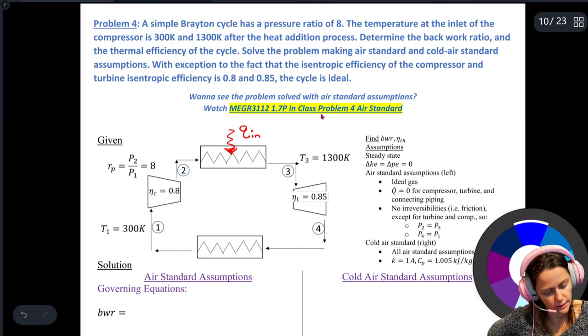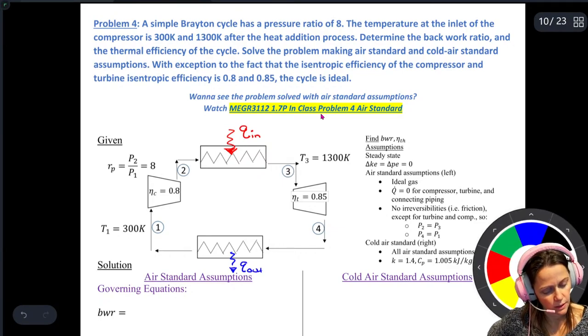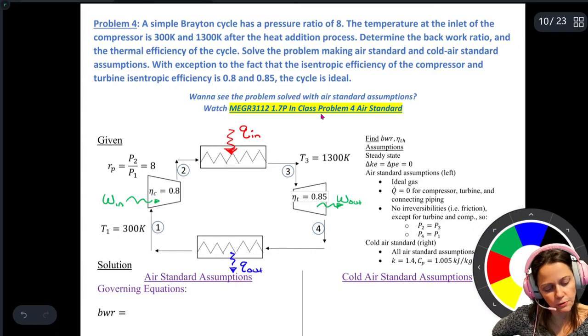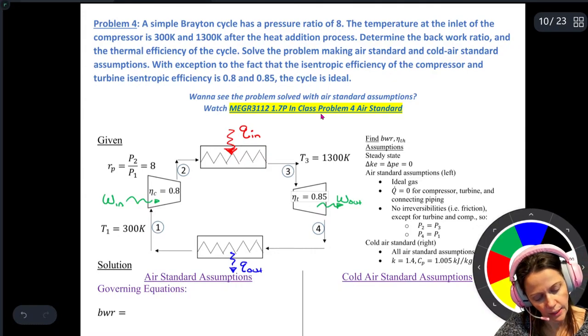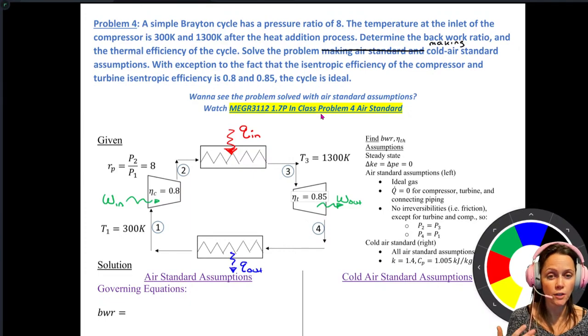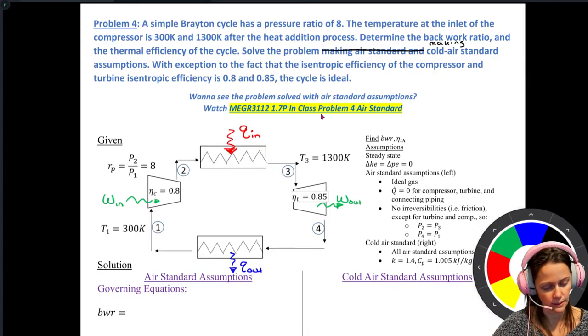I'm going to go ahead and finish putting some Q ins and Q outs here. This guy, of course, is work output, and this is work input. And then it says, all right, solve the problem. I'm going to say making cold air standard assumptions, but there is a link to how you could solve it using air standard assumptions. It just takes a little bit longer. And so, just for time's sake, I'll give you the video for that, but we'll go over in class just the cold air standard.